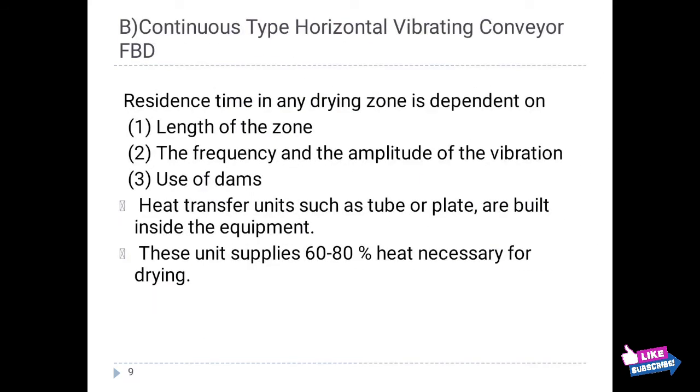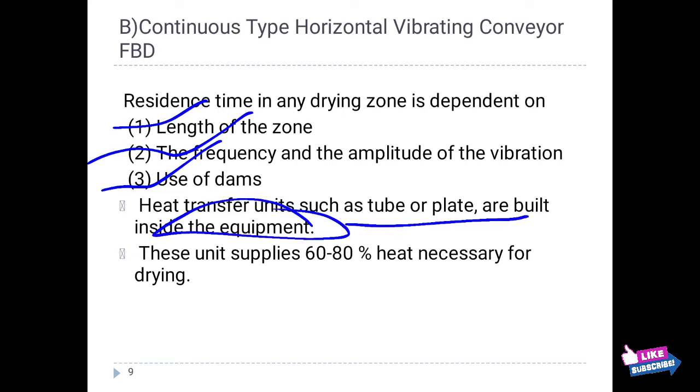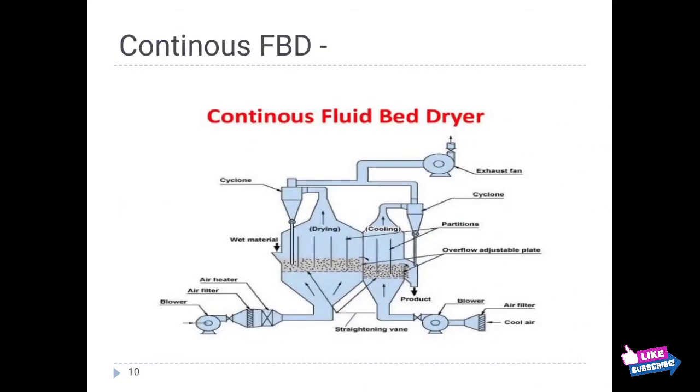Second, we can see the continuous type, the horizontal vibrating conveyor FBD. The residence time in the drying zone depends on three things: the length of the zone, the frequency and amplitude of the vibration, and the use of dams. Heat transfer units such as tubes or plates are built inside the equipment. These units supply 60 to 80% of the heat necessary, and they are very important for drying. Here we can see the continuous fluid bed dryer. There is a continuous drying process, which is why it is known as a continuous fluid bed dryer.